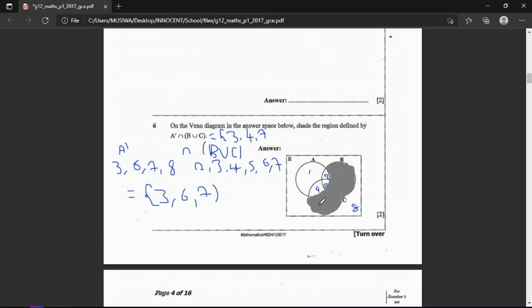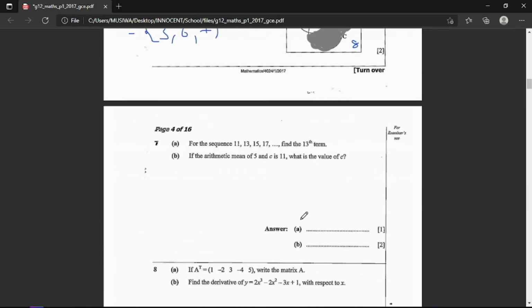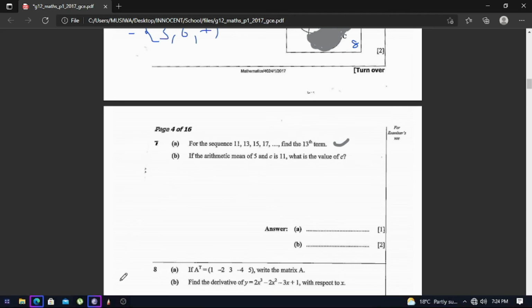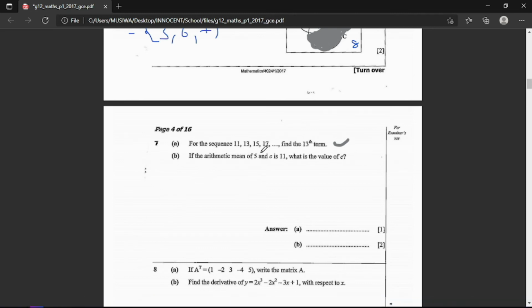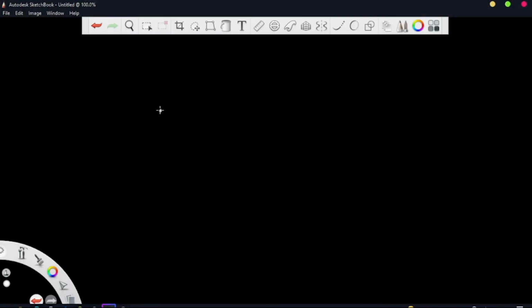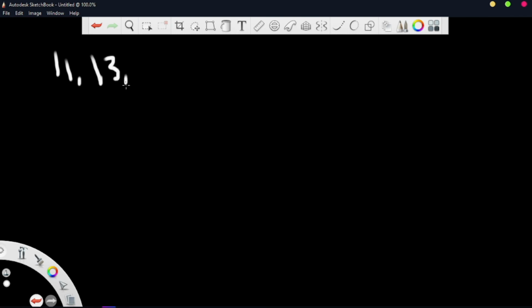Yeah, so then this is my shaded diagram. So now we can go to this question. For the sequence 11, 13, 15, 17, find the 13th term. So we have a sequence 11, 13, 15 and 17. And then they want us to find the 13th term.